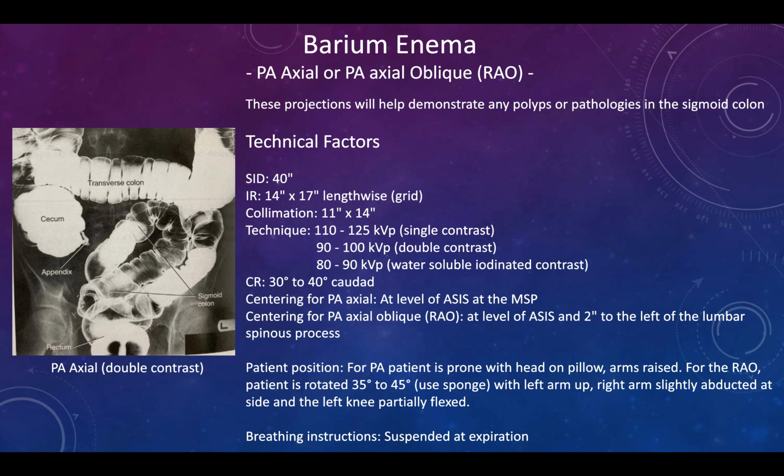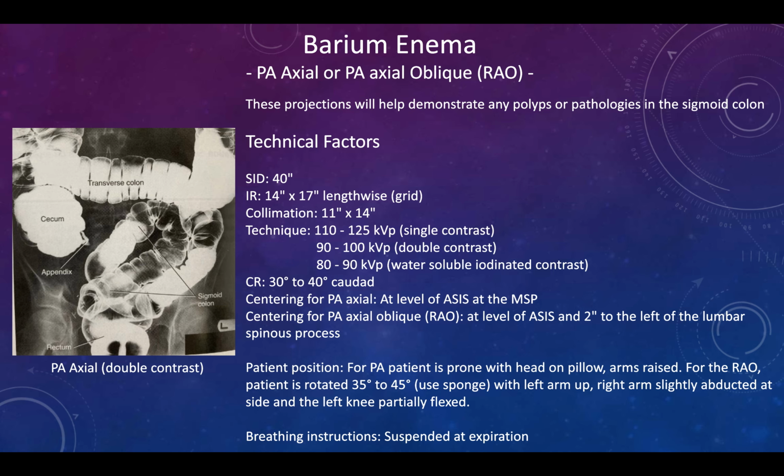And we can also do a PA version of those two projections. You can do a PA axial or a PA axial oblique, which is an RAO. Again, it's to demonstrate polyps or pathologies in the sigmoid colon. So, same SID, 40. We're going to collimate down to 11 by 14 and a 14 by 17 lengthwise cassette. Same technical factors, depending on what contrast we're using. 30 to 40 degree caudad angle on the CR this time.